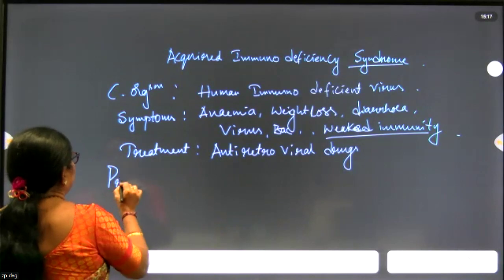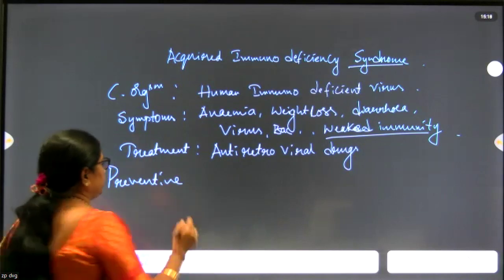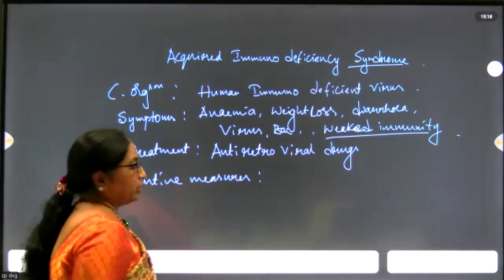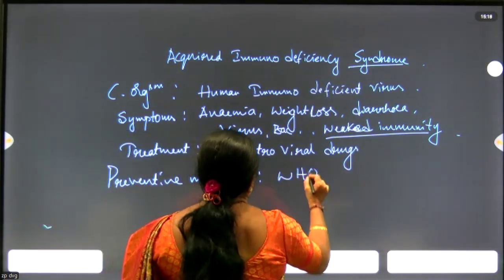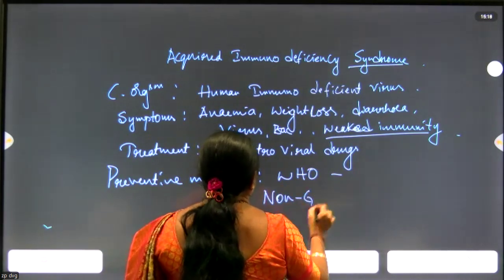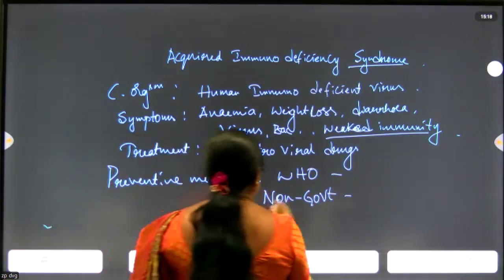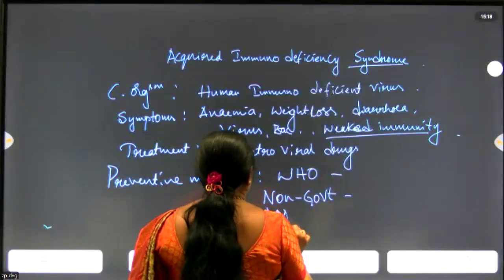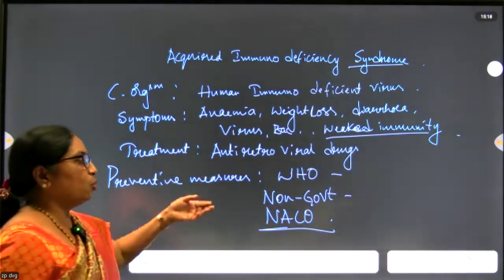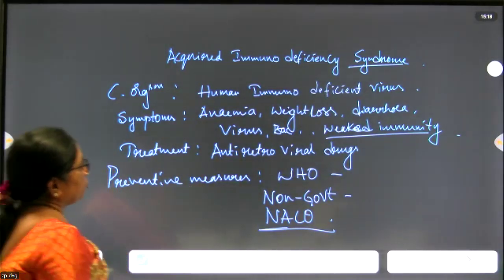And we have a lot of preventive measures. So much of the preventive measures you have studied in the chapter on reproductive health, so I'm not going to repeat the same. Let us take some other preventive measures. The WHO has initiated various programs. We have various non-government organizations, the NGOs, who are working to prevent the infection of AIDS. And also there is a nationwide organization called NACO, the National AIDS Control Organization, which is trying to prevent the infection of HIV. So that's something about AIDS.